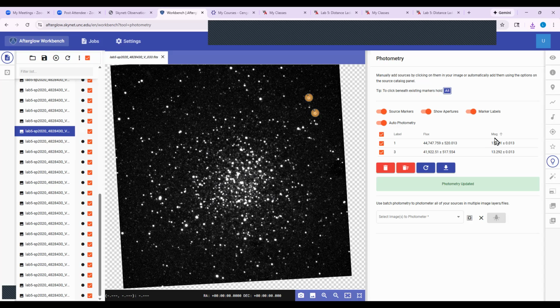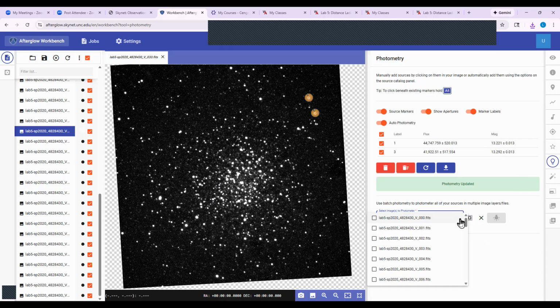Okay, here it only shows one. Let me see what happened here. Oh, here, I forgot. Then select here on the bottom. This is photometry updated only because we selected one.